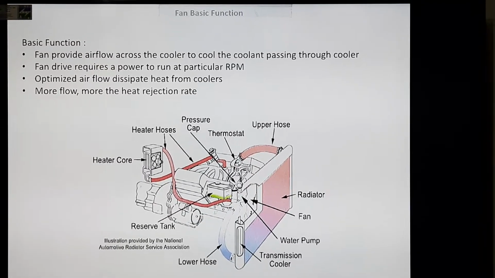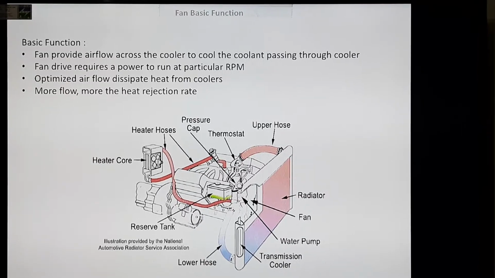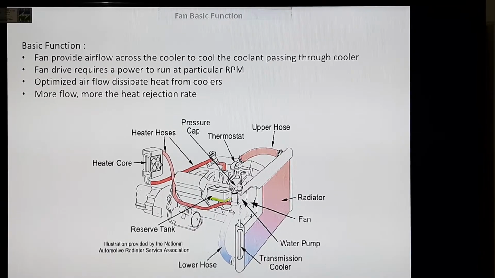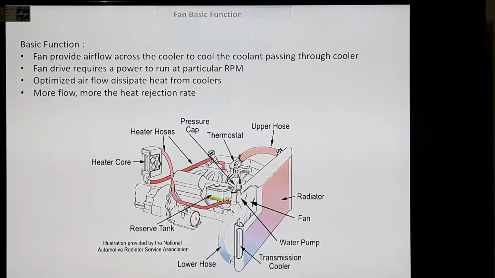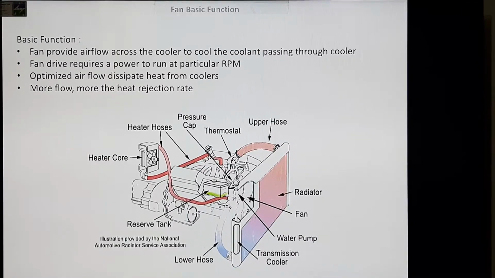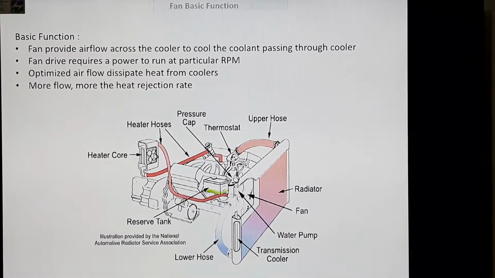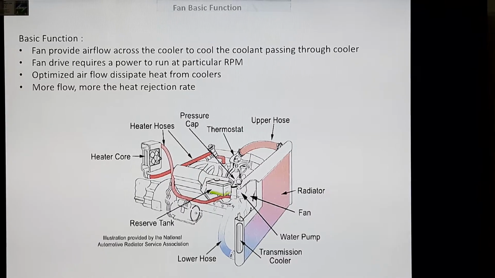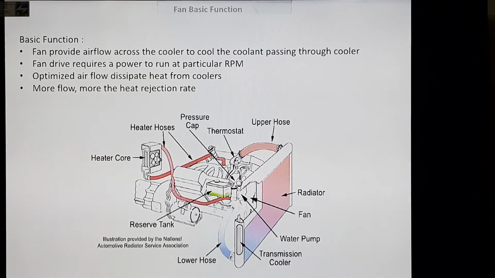So the basic function is to optimize the airflow across the cooling system. So we will dissipate more heat from the coolers, and more flow requires more power, and more heat rejection will occur across the cooler.